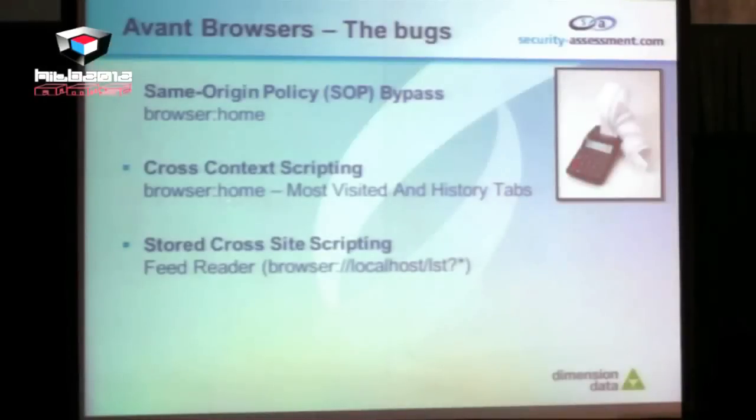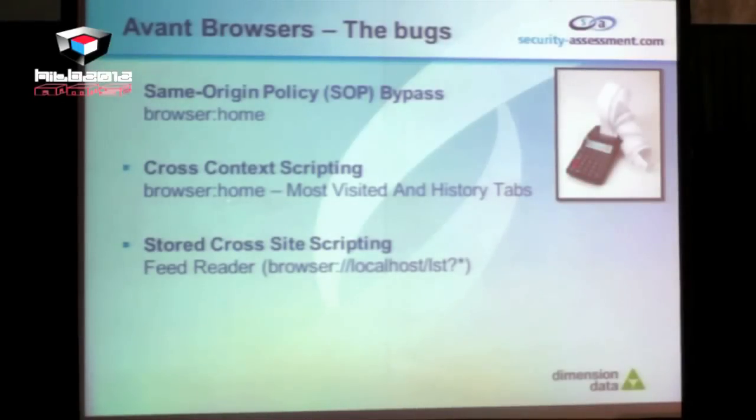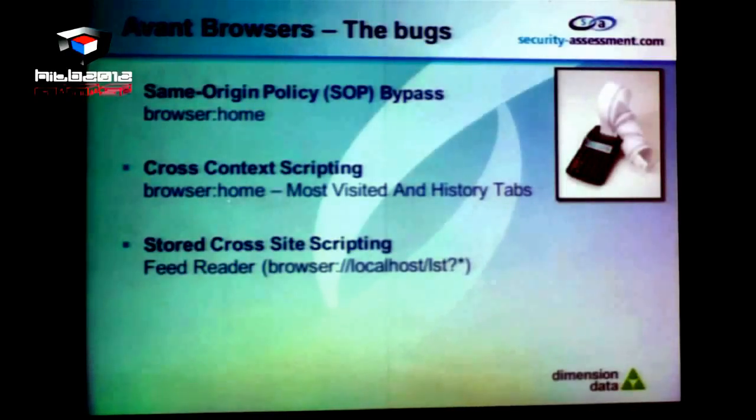So here are the bugs. A same origin policy bypass in the browser:home zone, then cross-context scripting in browser:home, and stored cross-site scripting in the feed reader.